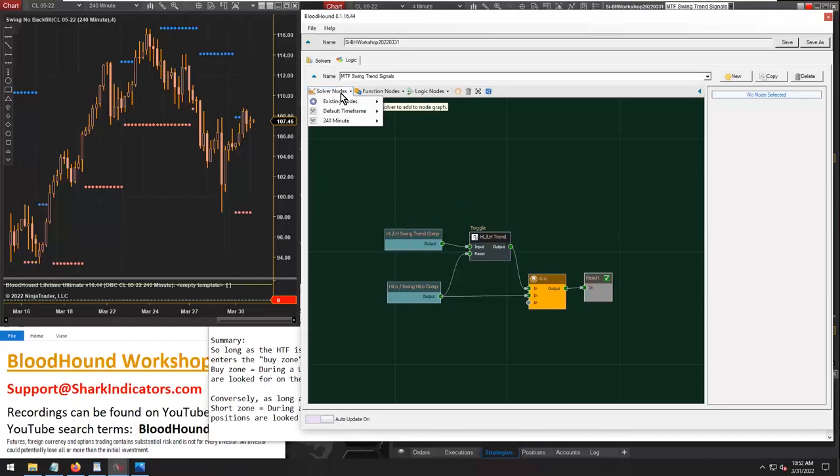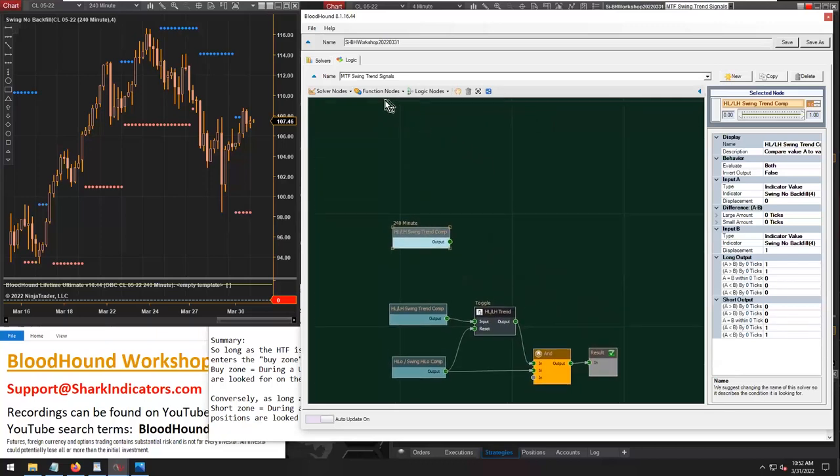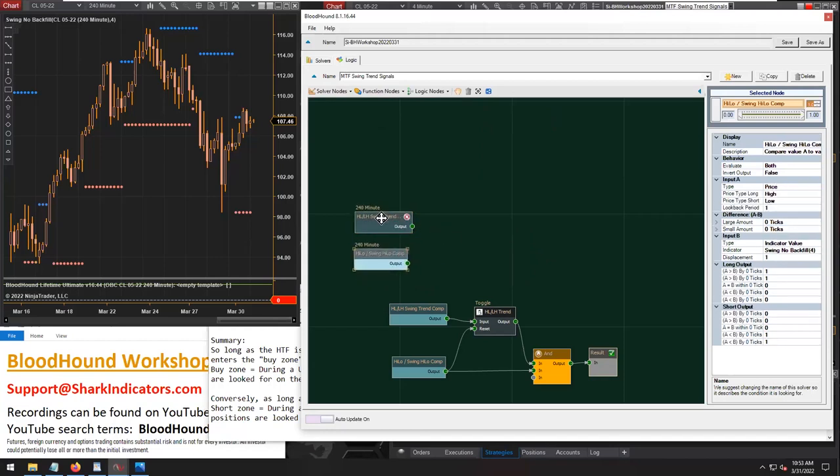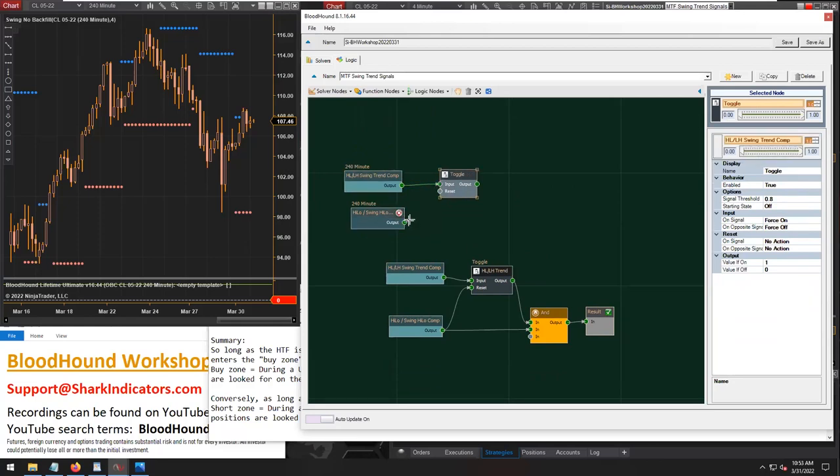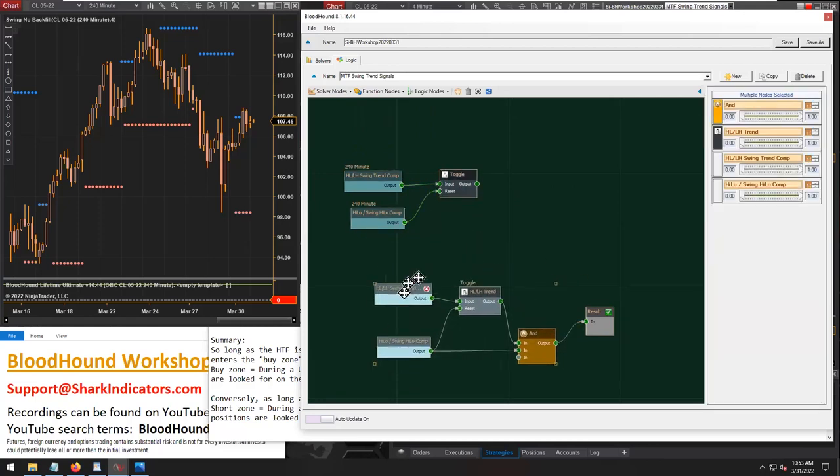And now we can go to our existing nodes, and we can see we have a default time frame, right, which is the lower time frame. That's the 4 minute chart, and then we have the higher time frame, the 240 minute chart. So let's drop these on here. So again, existing nodes, the 240 minute higher time frame, and then I need to drop this on there. And I need another toggle node.